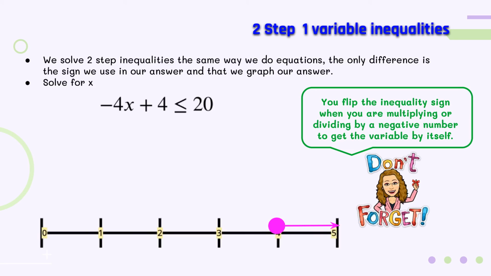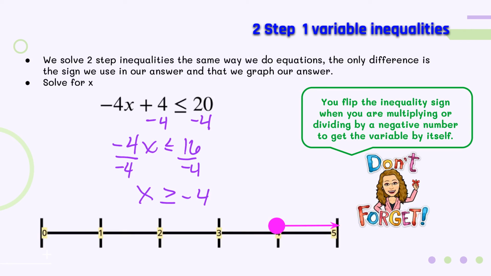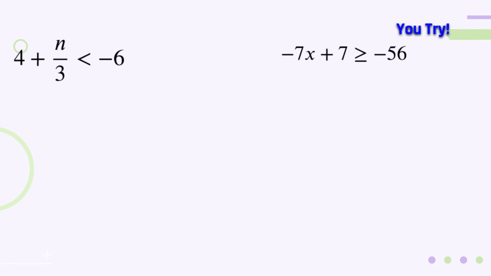A different example would be negative 4x plus 4 is less than or equal to 20. I'm going to subtract 4 from both sides. I get negative 4x is less than or equal to 16. But now I'm going to divide by negative 4. And when I do that, I have to flip my inequality sign. So x is greater than or equal to negative 4. And closed circle, and my arrow is going all the way to the end of my number line. So I want you to try these examples on your own.